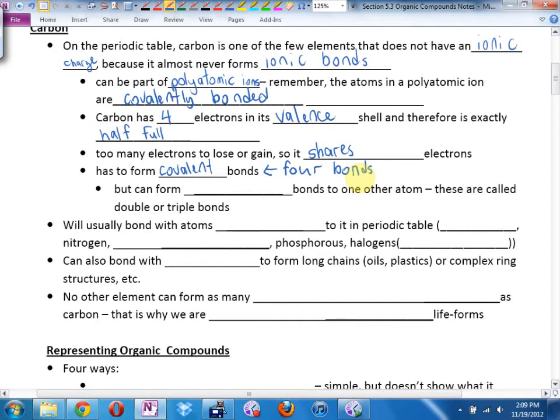But it can also form 2 or 3 bonds to one other atom. These are called double or triple bonds. This is why carbon is so flexible. It really bonds with almost anything, and you can customize it. We have the technology now where we can create carbon chains of the size and type and property that we want.